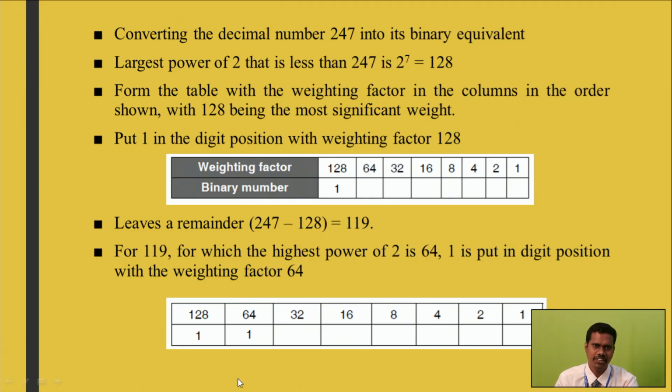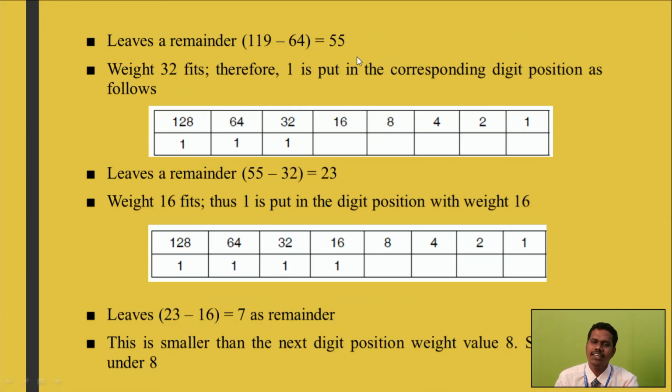We represent the binary digit 1, so we need to mark it as 1, and next we are going to subtract 64 from 119, and the result will be 55. Then again we are going to look for the lesser or equal weightage number. Here it is 32, so we are marking 1 for the 32, and again we are going to subtract 32 from 55, and the result will be 23.